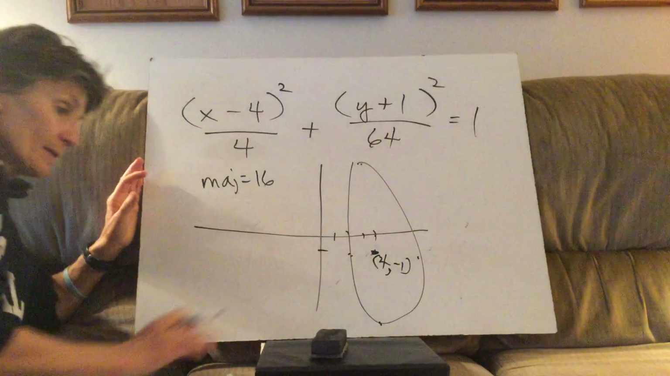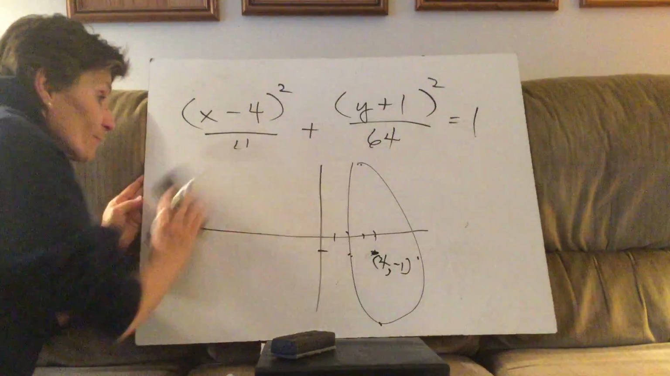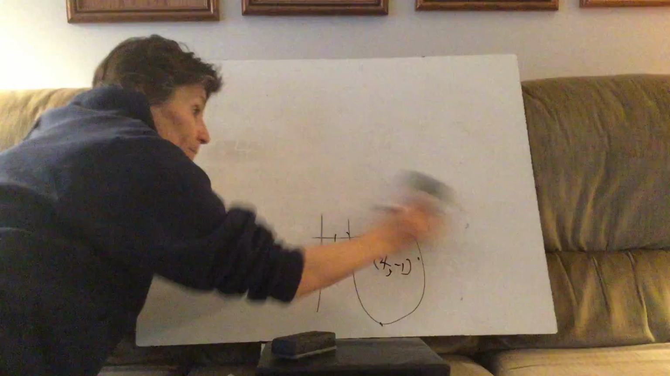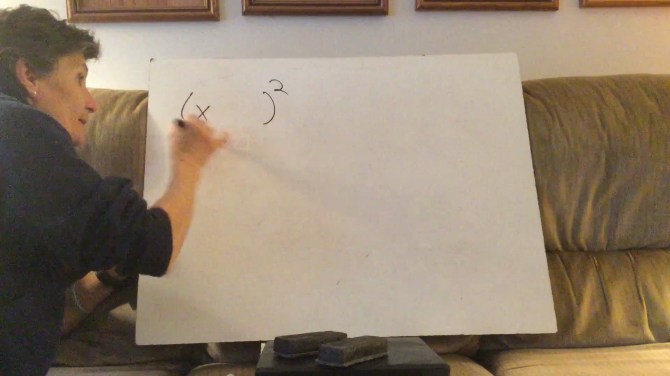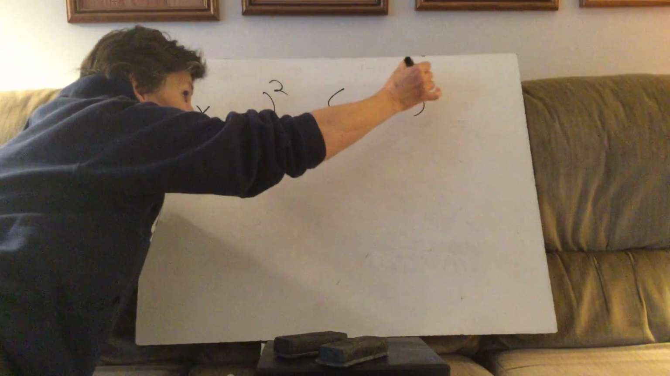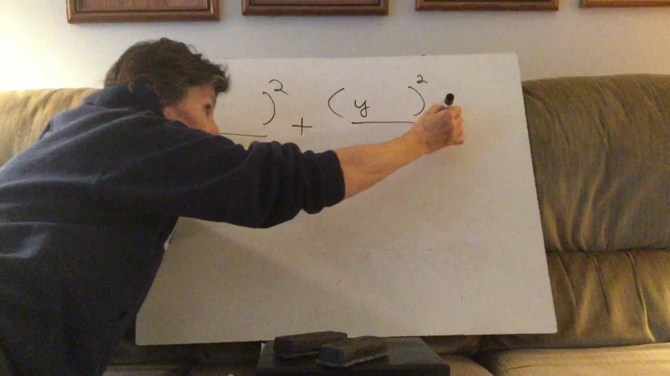Okay. Let's look at problem D, which is another ellipse, so I can set it up just like I did the last one. This is what an ellipse looks like.